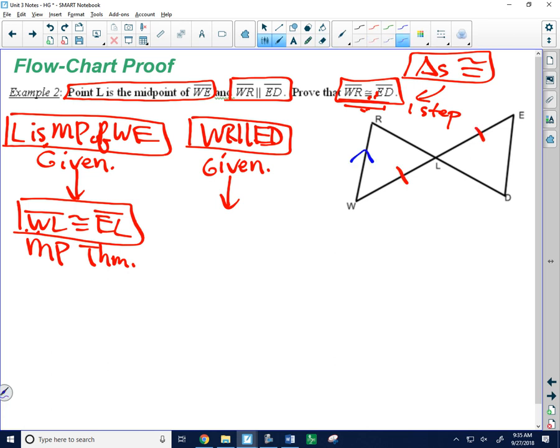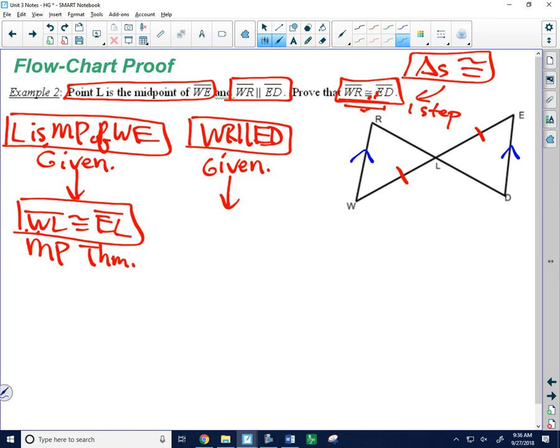Okay, it also says WR is parallel to ED. So this is where I said earlier, if they say they're parallel, you can't say they're congruent. Parallel lines don't have to be congruent. They usually are not. Okay, but we saw it in that number 9 practice a few minutes ago.